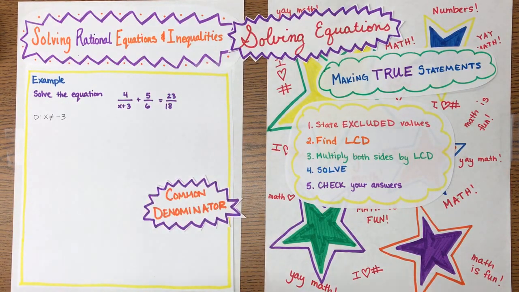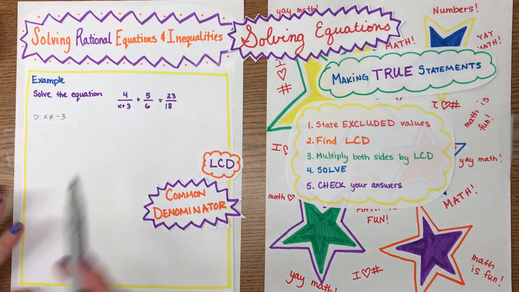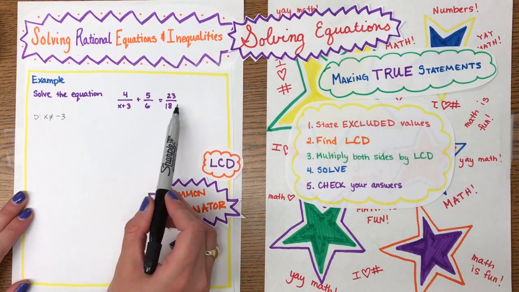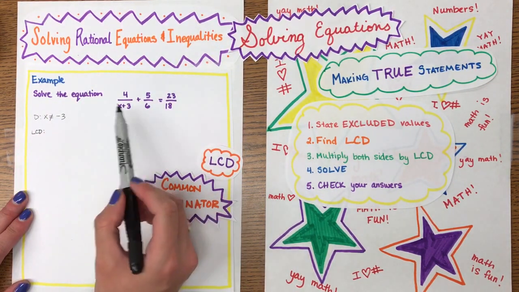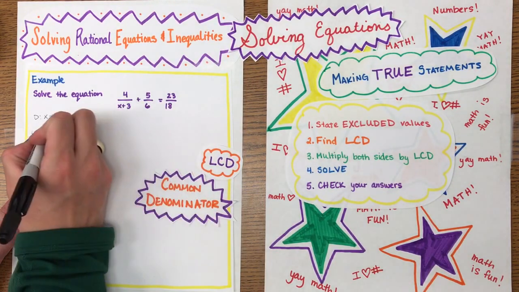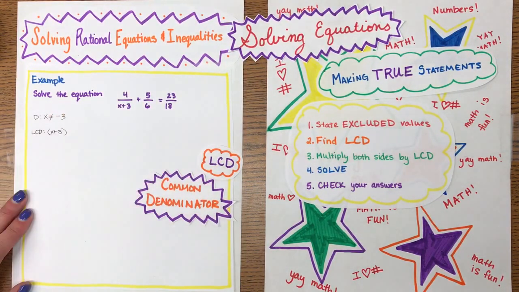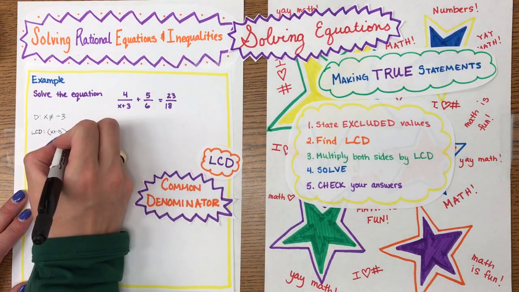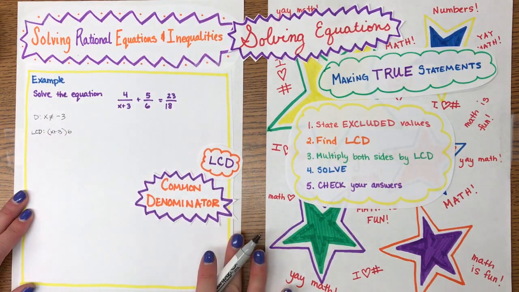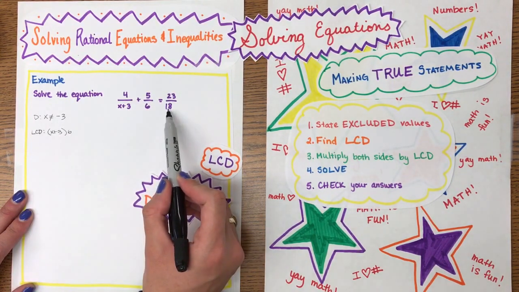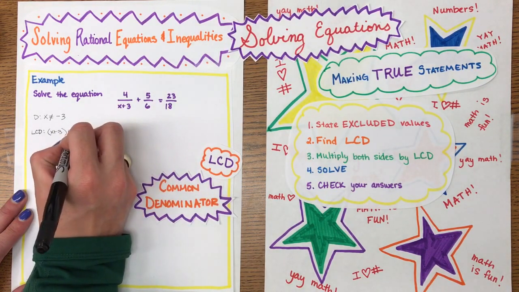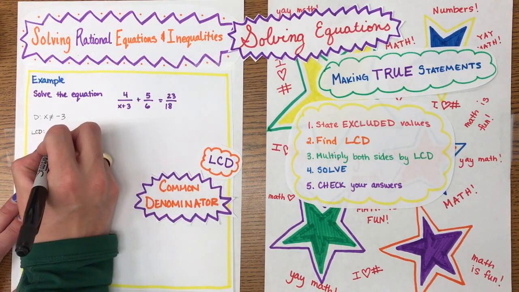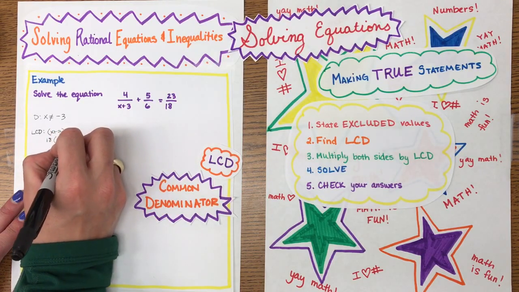So now that I have found my excluded values, I want to find my least common denominator for the entire problem here. I'm going to look at my first term and say, what's the denominator there? It's x plus 3. My next term has a denominator of 6. X plus 3 is not included in that, so that's completely new. 18 is actually 6 times 3, so the factor 6 already appears, so I now just need a factor of 3. So that means my least common denominator is 18 times x plus 3.